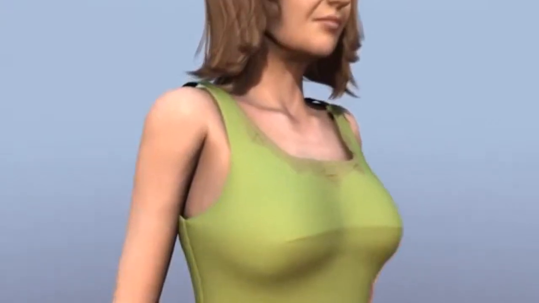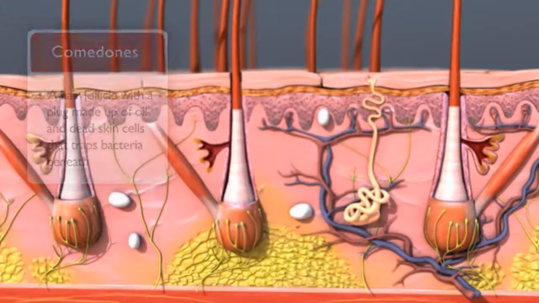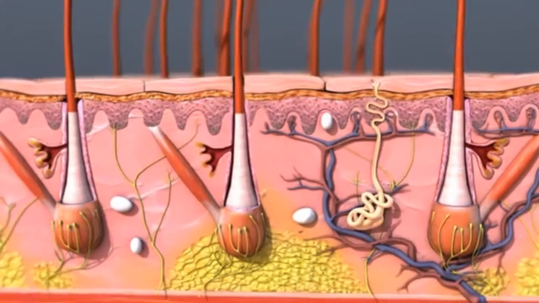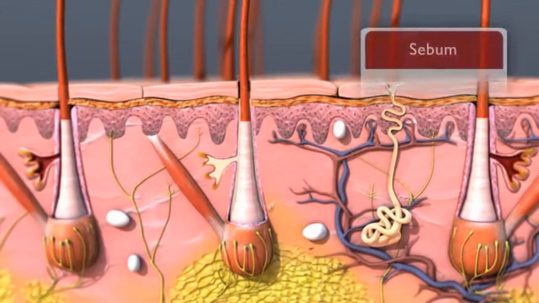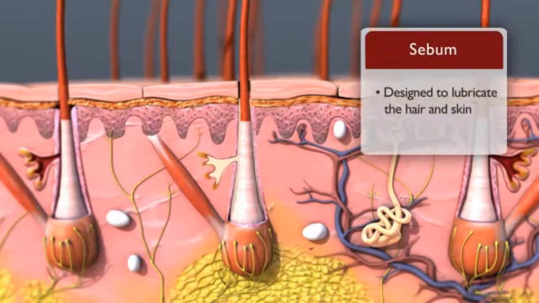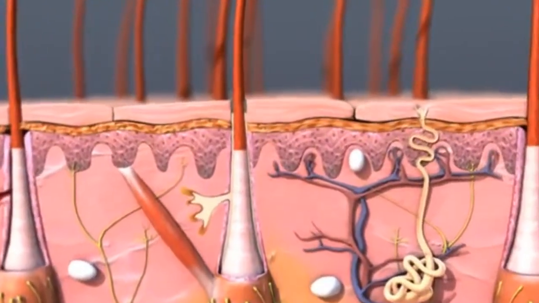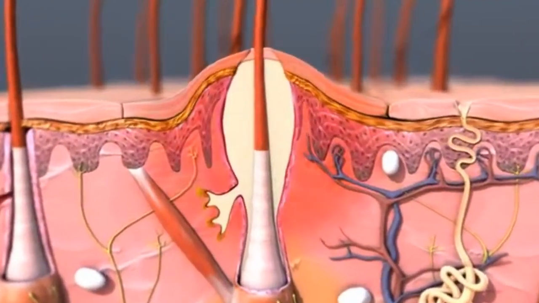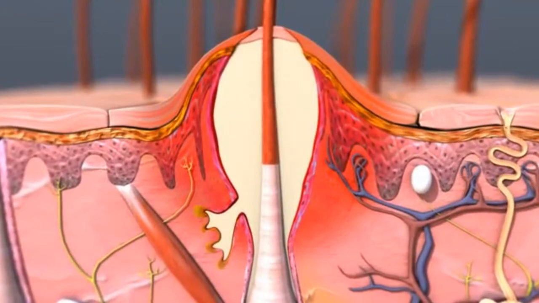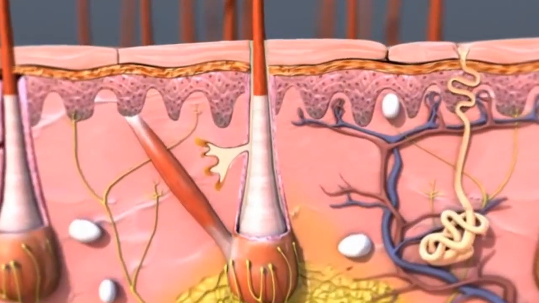Both whiteheads and blackheads are comedones, which means a hair follicle with a plug made up of oil and dead skin cells that traps bacteria beneath. Microscopic glands in the skin supply an oily substance called sebum to hair follicles, often called pores. Sebum is designed to lubricate the hair and skin and usually drains to the surface. Sometimes, however, the sebum becomes blocked and bacteria begin to grow. If the buildup of sebum and bacteria does not have an opening to the surface of the skin, it is called a whitehead. A blackhead forms if the pore opens to the surface, allowing air to enter.